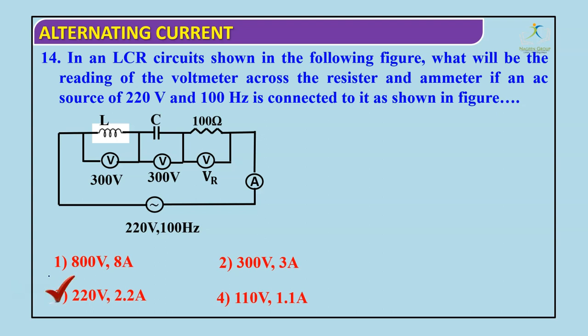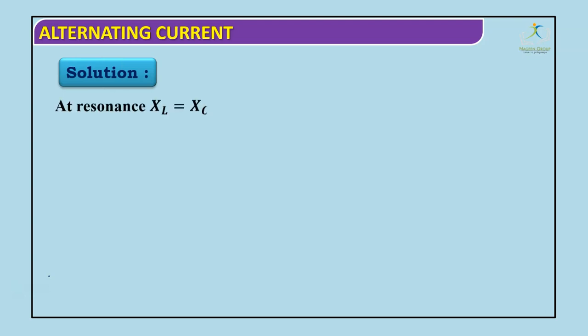The correct answer for this question is 220 volt with 2.2 ampere. Let us see the solution of this question, like how this will become. So at resonance, this is a very basic value now. I think you will know about that XL is equal to XC at the condition of resonance.